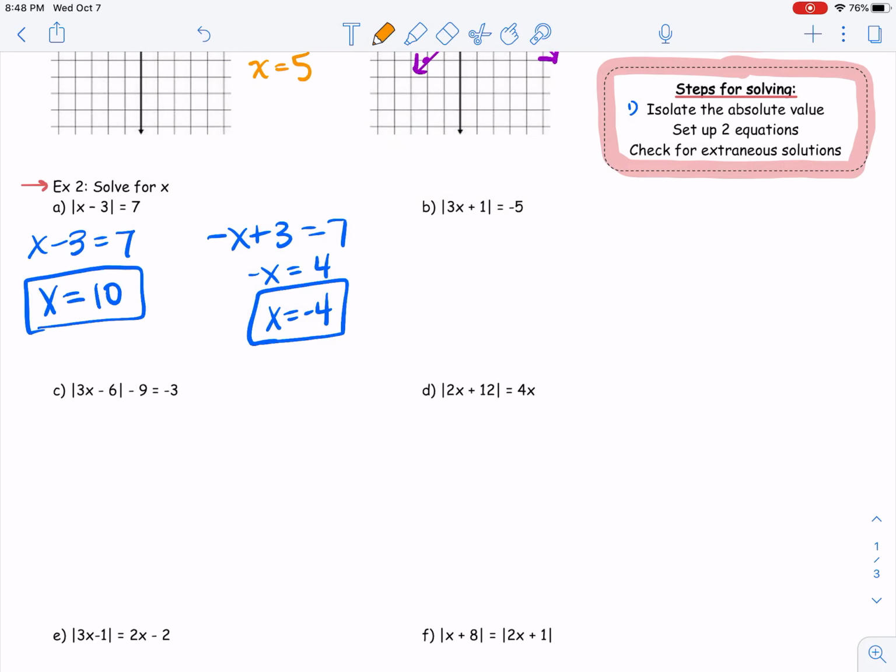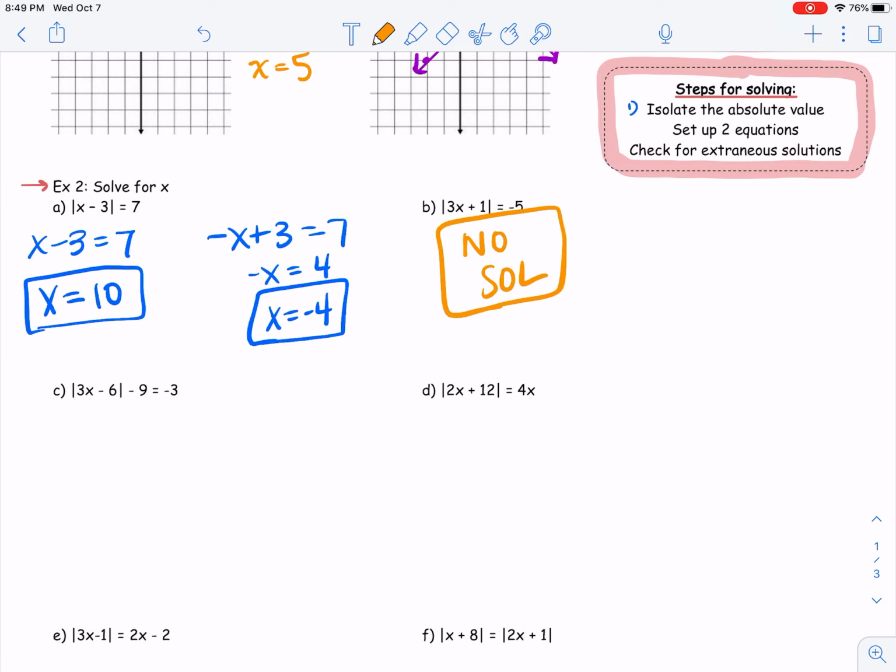Going on to example B. Again, first step is isolating the absolute value. It's already done for us. But let's see what we have. We have the absolute value of 3x plus 1 equaling -5. Let's pause and reflect there. Can an absolute value of anything ever equal a negative number? No, never. We said absolute values are always going to be greater than or equal to 0. -5 is not greater than or equal to 0. So therefore, there is no solution here.